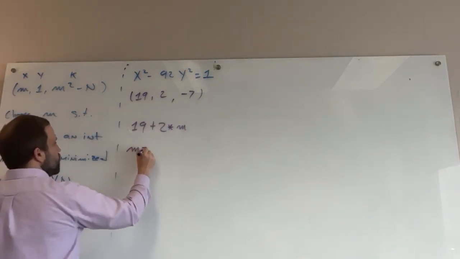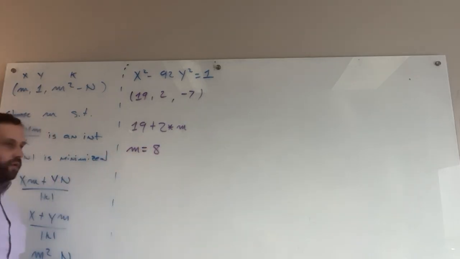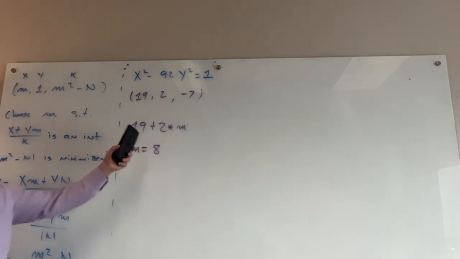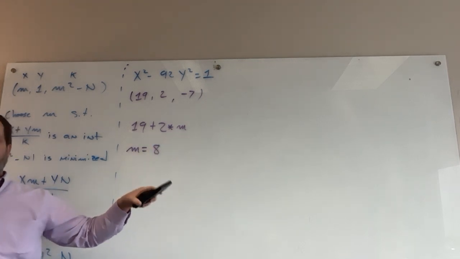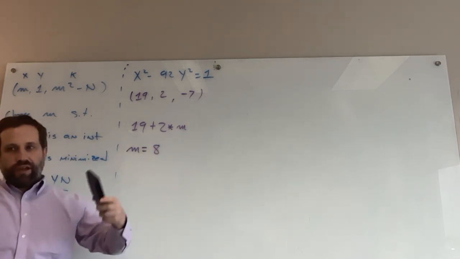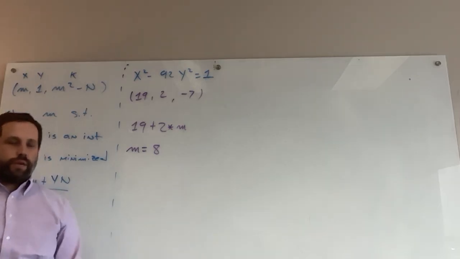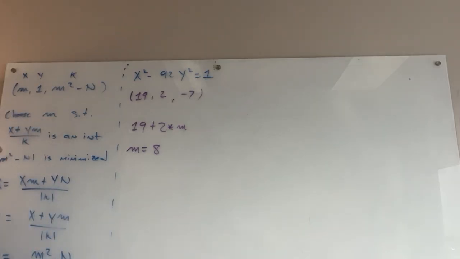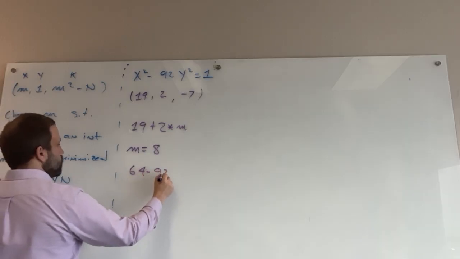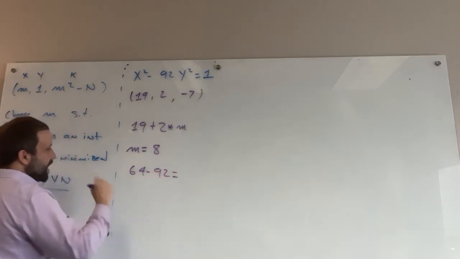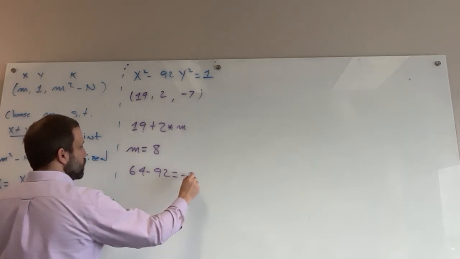So m is equal to 8 works here. And notice 2 times m, that's 16, is equal to 2 mod 7, which is one way you can kind of think through these numbers a little bit better. Okay, so 64 minus 92, this one is equal to minus 28.